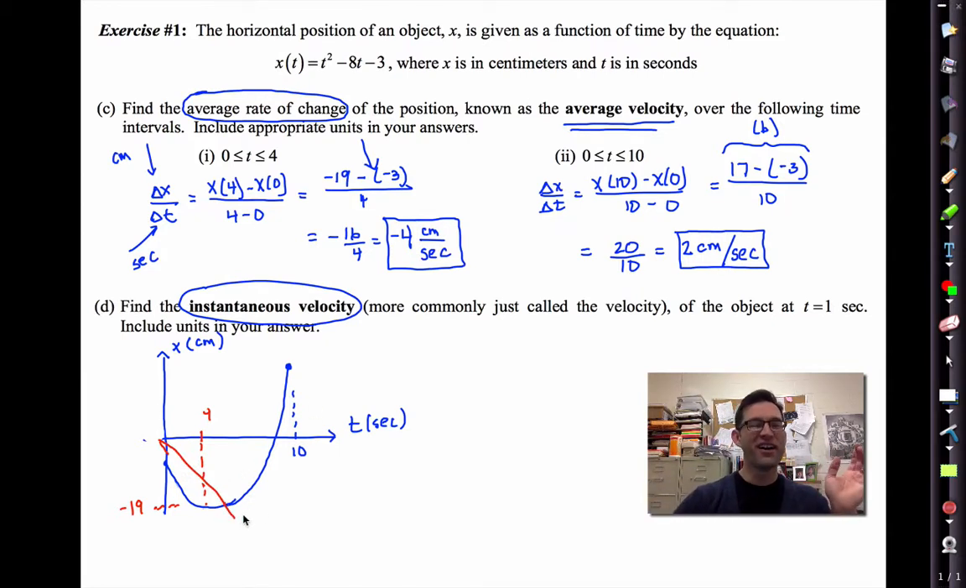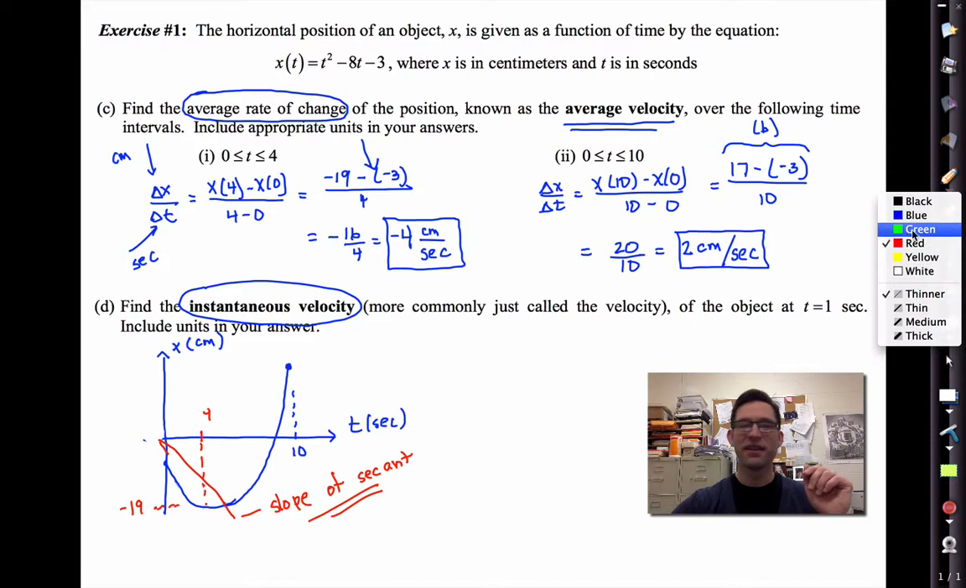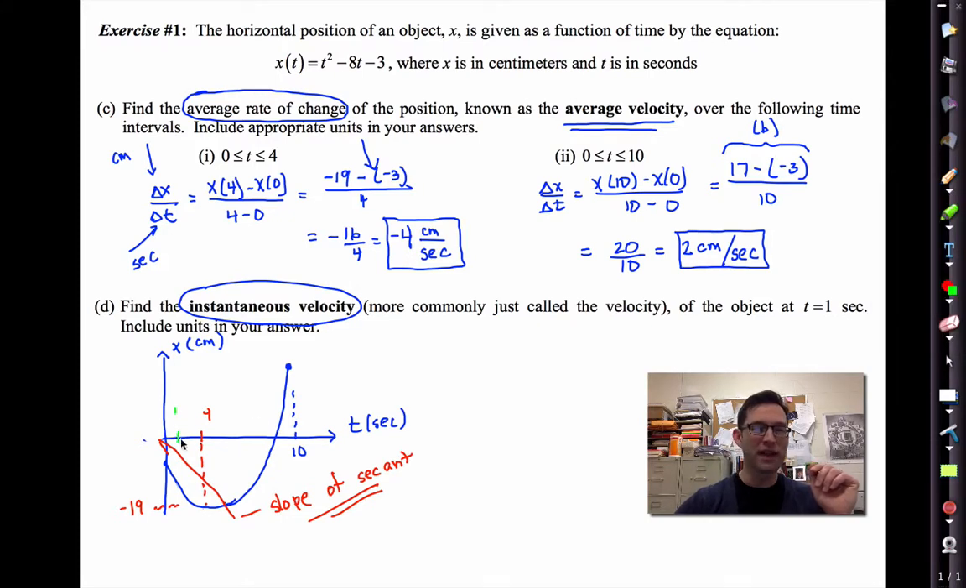Anyway, we've been finding the slope of this secant line. I have to work on my drawing. We've been finding the slope of this secant line. But now we're being asked to find the instantaneous velocity at 1 second. And what is that going to be? Pause the video right now and think about it. What thing do we know that will now allow us to find how fast something is changing at a point? Figure it out.